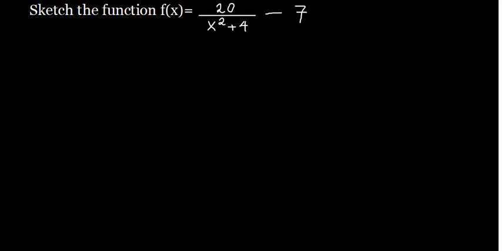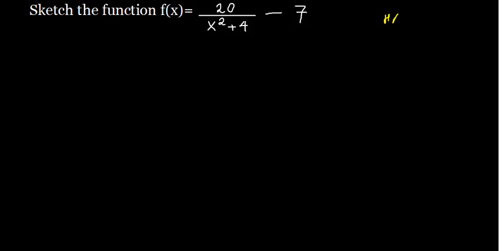Sketch the function f(x) = 20/(x² + 4) − 7. For rational functions, first things first, find the horizontal asymptote and the vertical asymptote.